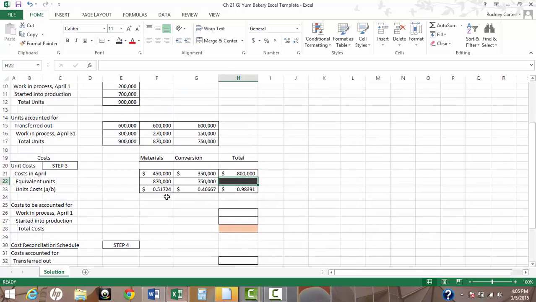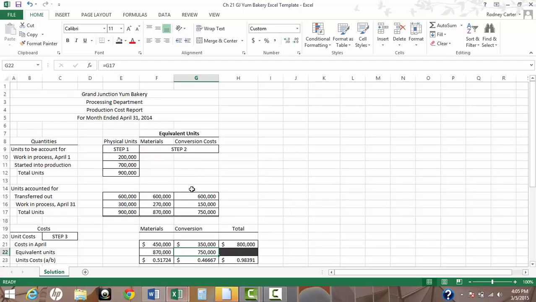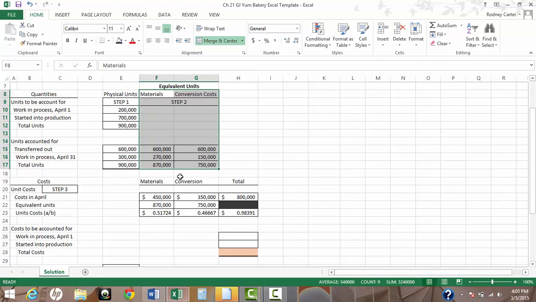Now, what does this tell us? This tells us that materials for this month cost us 51 cents, 51.517 cents, for each equivalent unit. It tells us that for conversion costs, it costs us about 46 cents, 0.466, per equivalent unit. Remember, in step 2, we calculated our equivalent units for materials and conversion.